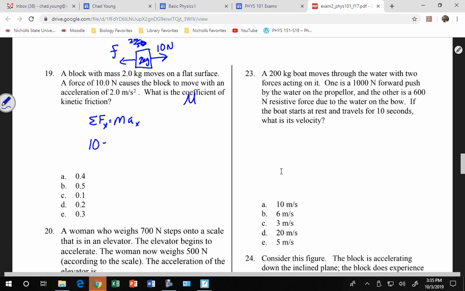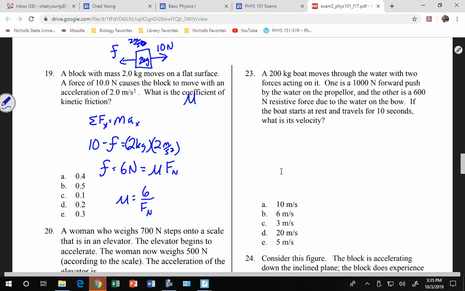I get 10 minus F equals the mass, which is 2 kilograms, times the acceleration, which is 2 meters per second squared. So F is equal to 6 newtons. I'm looking for mu, but I know that F is equal to mu times the normal force. So mu is equal to 6 divided by Fn.